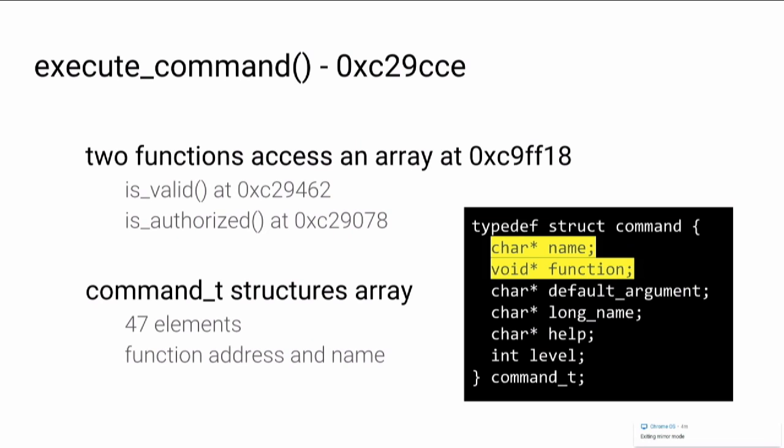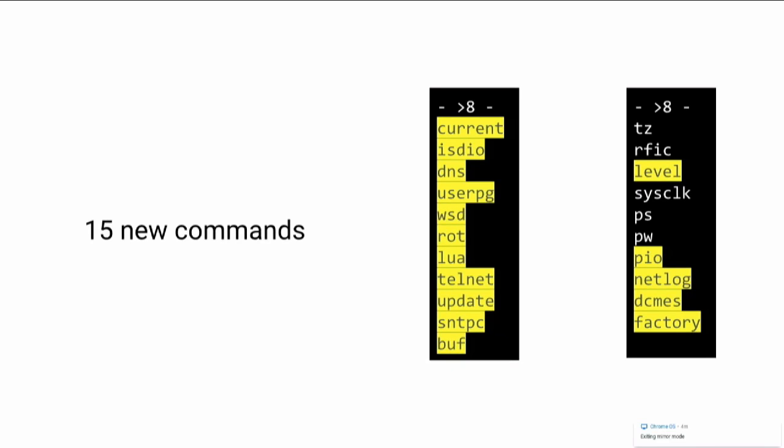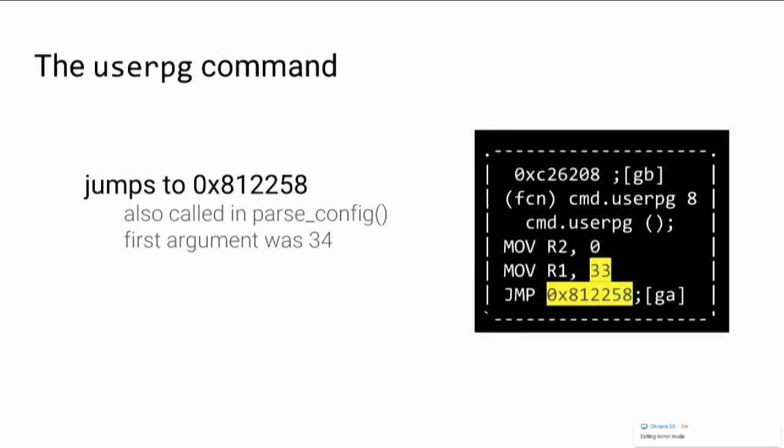47 elements, that's a good number because that is 15 more commands than the 32 commands returned by the help message. So that in yellow you have most of them, and one is really important, that's user PG. Why? Because its help message is "start user program", and also its name is really close to user PRG, which is one of the SPI section names. Okay. So let's try to reverse this function and execute some code.